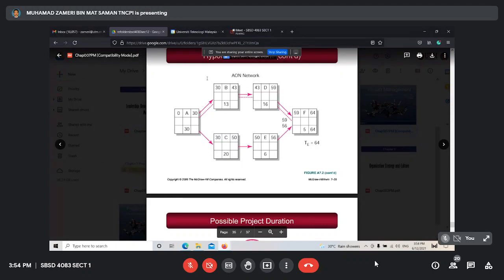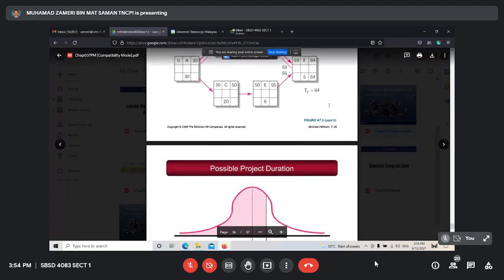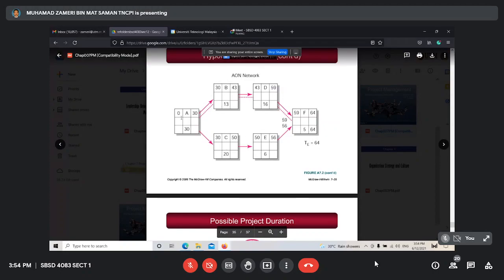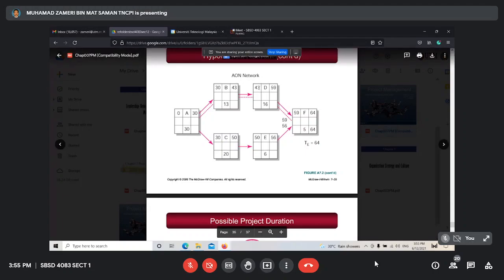We calculate forward analysis. If we calculate forward analysis, that means 0 plus 30, 30. And then, okay, 30 moves to here. 30 plus 13, 43. And then 30 also moves here. 30 plus 20, 50. 50 moves here. 50 plus 6, 56. 43 moves here. 43 plus 16, 59. So here we have two, either 56 or 59.